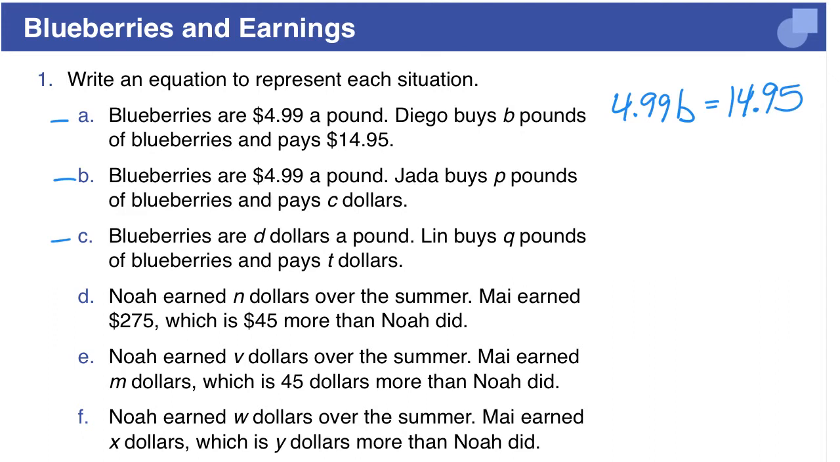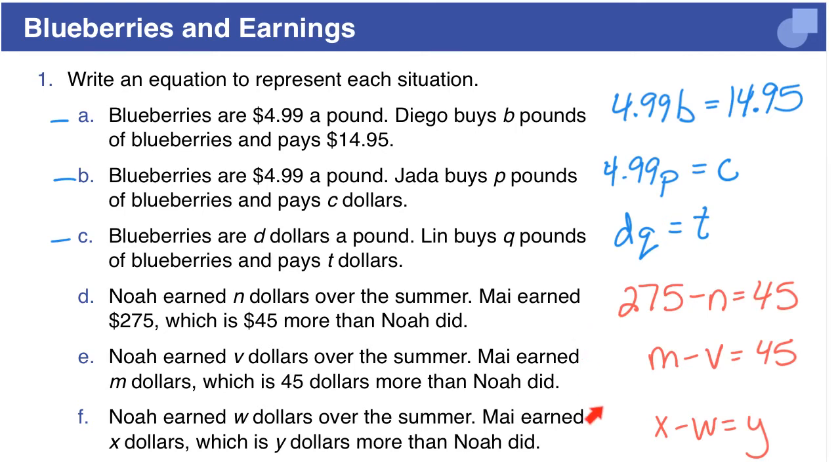In B, we know that the blueberries are $4.99 a pound again. Jada buys P pounds and pays C dollars. And in C, blueberries are D dollars a pound. Lynn buys Q pounds and pays T dollars. All of these different letters we're using to represent things are variables, and hopefully you start seeing a pattern as you write these equations. Go ahead and try D, E, and F.